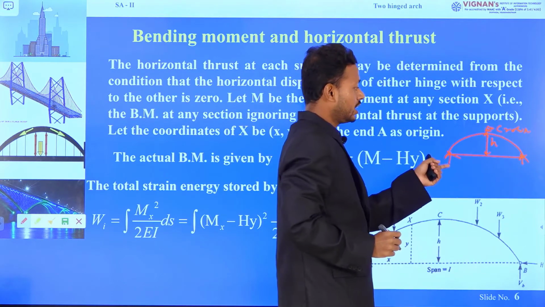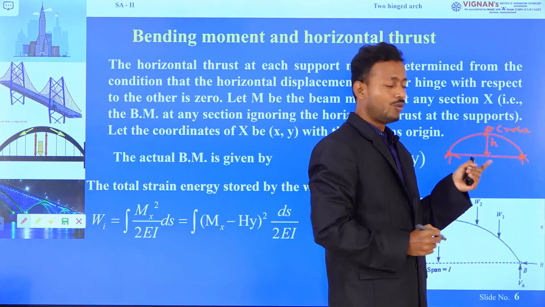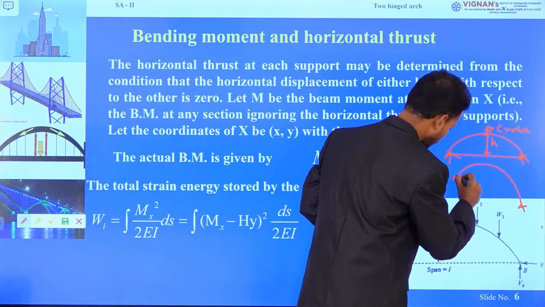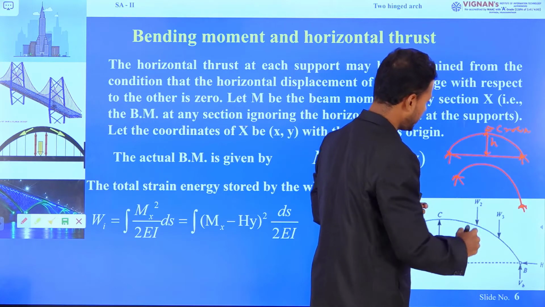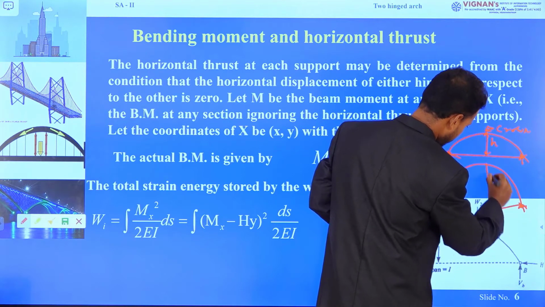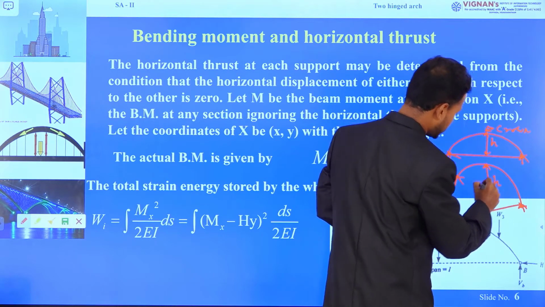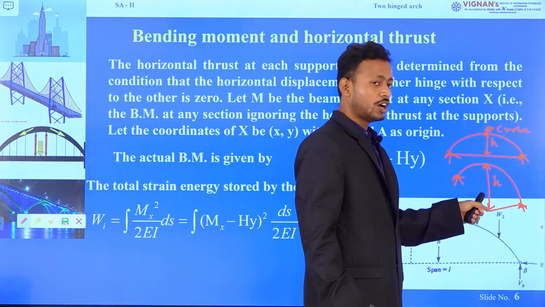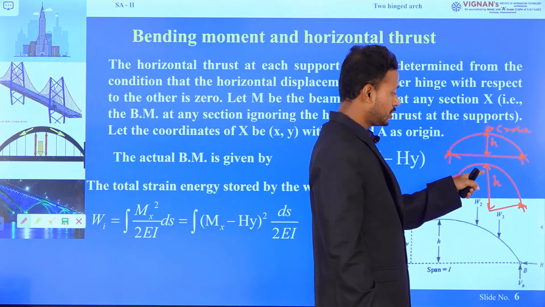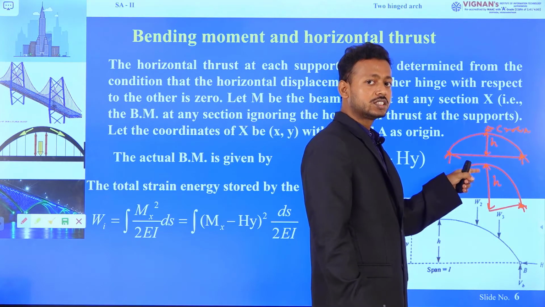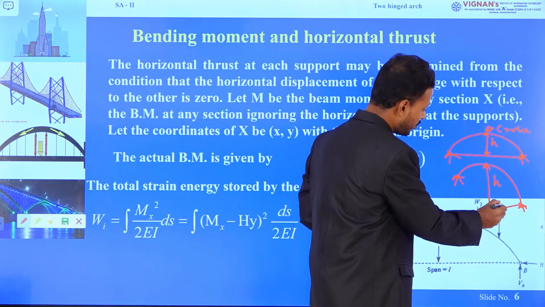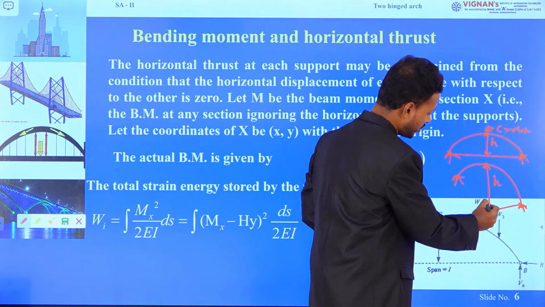Here the supports are at the same level. Once the supports are at different levels, then the distance between the crown and the furthest support will be the rise of the arch.